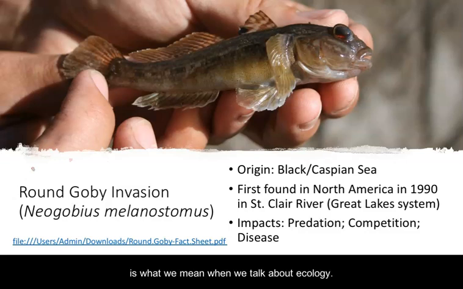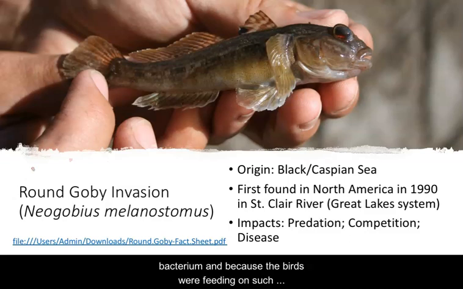So with respect to the round goby invasion, they had this botulism bacterium, and because the birds were feeding on such large quantities of these round gobies, it ended up building up to such an extent that they died.